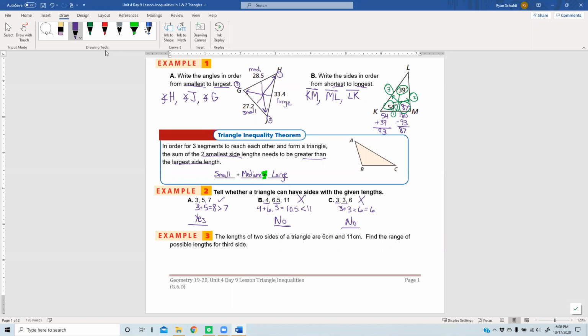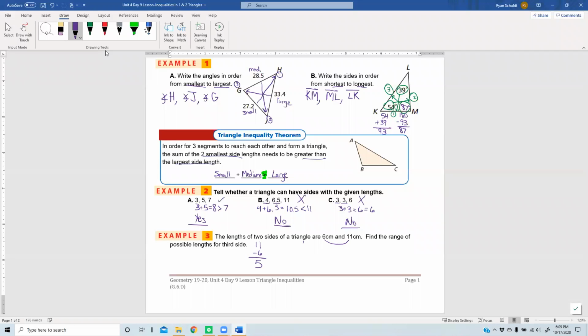Okay, next example. The lengths of two sides of a triangle are 6 centimeters and 11 centimeters. Find the range of the possible lengths for the third side. Okay, now this one, it sounds complicated, but it's not. What we have to do is find the difference in these and their sum, and then X has to be in the middle. So 11 minus 6 gives you what?